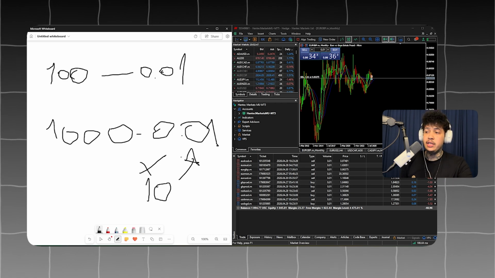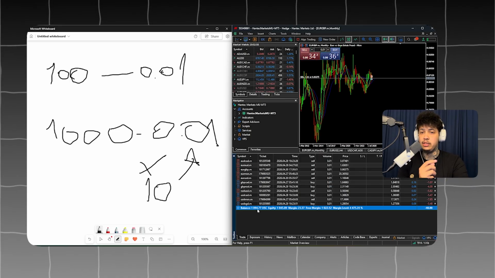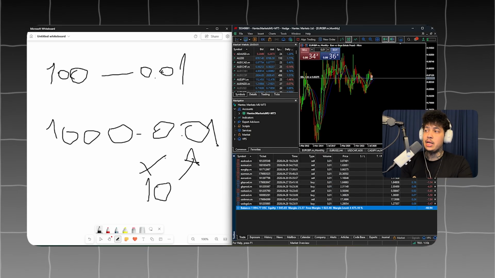Oh, and just before I end this, what I'm using in my account, in this test account that I'm doing with you guys, is 100 to 0.01. So I'm using 1,000, but this is 1,000 cents. This is not $1,000 because it's a cent account, okay? So what I did is I'm using 100 to 0.01, but instead of being $100, it's just 100 cents just for the example of the video.